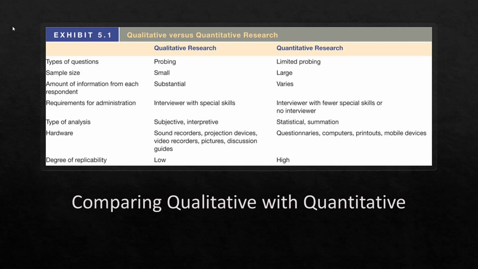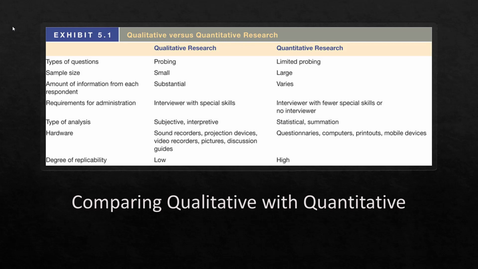First of all, look at the type of questions. Qualitative research typically uses probing questions, while quantitative research is limited in its probing. By probing, we mean we typically say, what do you mean by that? Or why do you think that? For example, you drive a red car, and why do you drive a red car? And they say, well, red is my favorite color. So why is red your favorite color? You have those probing questions. Quantitative research is typically very limited, and it typically uses closed-ended questions. You say yes or no, or many times you have scales, like on a scale from 1 to 10, or 1 to 5. So it's very limited probing.